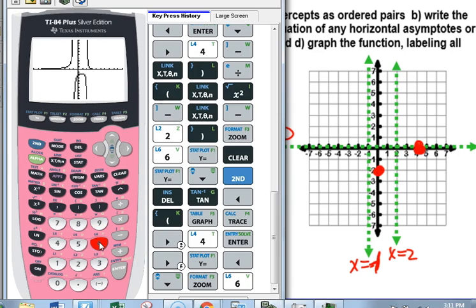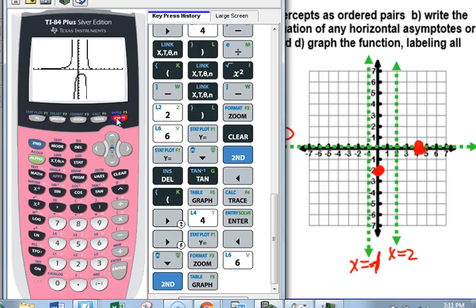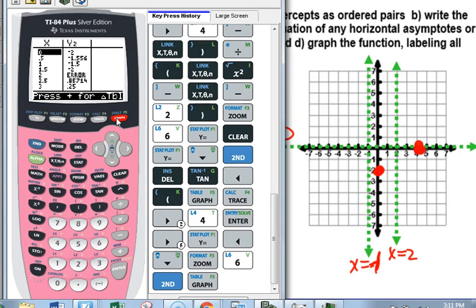Okay, is that enough information? Is that window okay? We could zoom in a little bit. We could also look at the table. I don't think there's going to be nice ordered pairs. Okay. Out past negative 2, 1.5 if we want to put that in there.